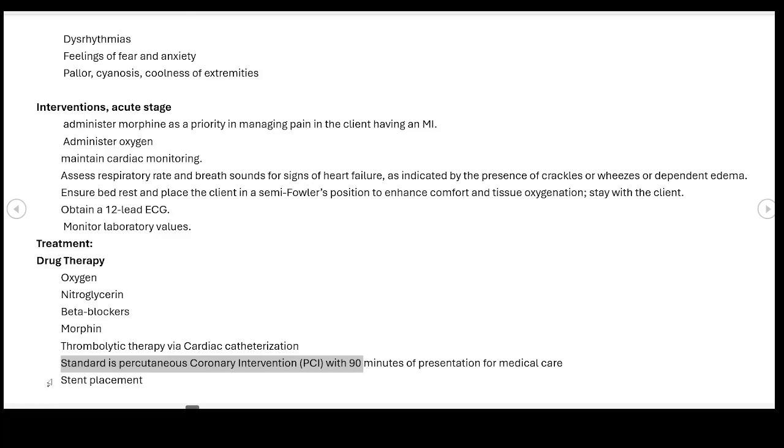So in this case, we place a stent and then it will help increase the flow of oxygen. That's what we call percutaneous coronary intervention, PCI.